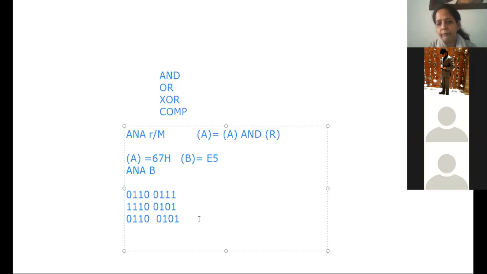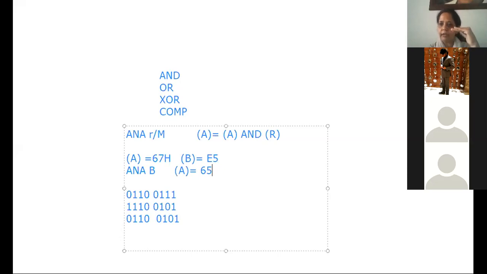$65. So the new contents of the accumulator after ANA B will be changed to 65. This is how the AND operation is done in 8085. Bitwise ANDing will be done.